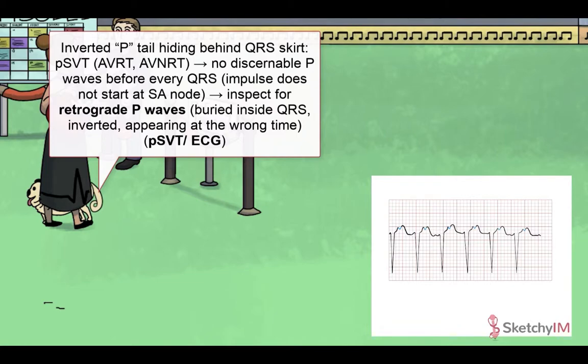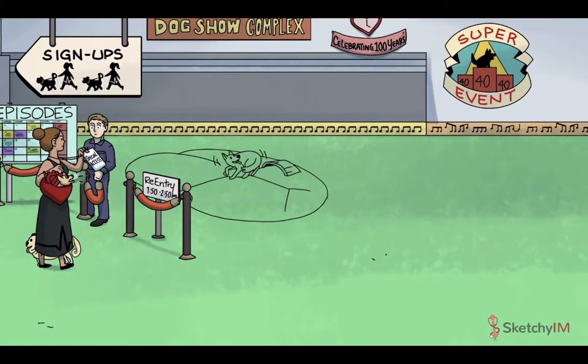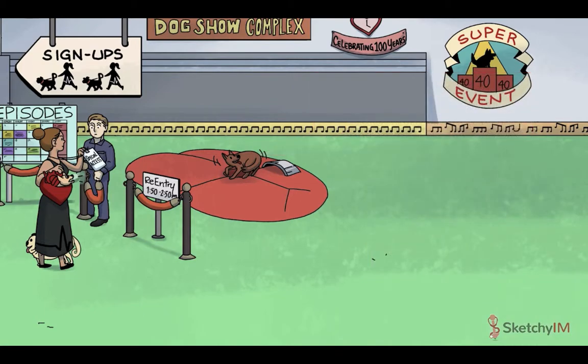In some leads, you might see so-called retrograde P waves that are inverted and popping up at the wrong time. The two main types of these reentrant circuit tachycardias are illustrated over on the doggy obstacle course. Atrioventricular nodal reentrant tachycardia, or AVNRT, pay attention to that N in there, means that the extra pathway is contained within the AV node itself. And the electricity just loops around in there, sending an impulse down to the His-Purkinje system of the ventricle every time it passes by. Which is why that dog is just chasing his tail in a loop within the central AV nodal area of the course.